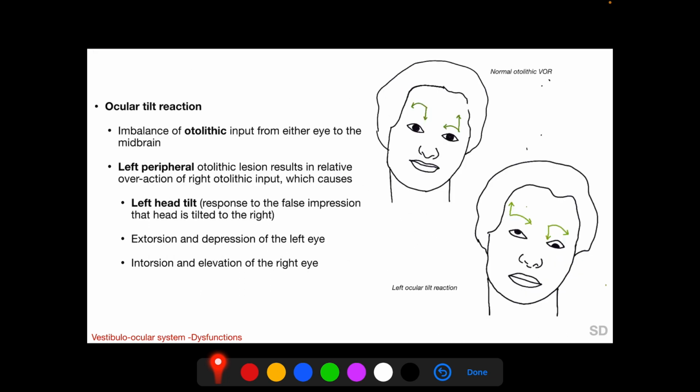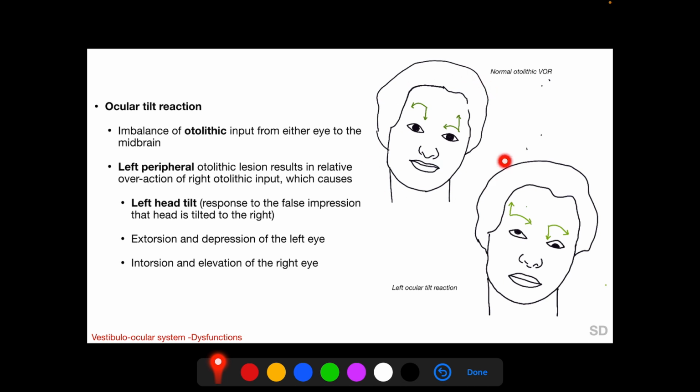Another manifestation of a dysfunction of the vestibulo-ocular system is ocular tilt reaction, and it results from an imbalance of otolithic input from either eye to the midbrain. So if there is a peripheral otolithic lesion in the left side, there is a left head tilt. This is said to be due to a response to the false impression that the head is tilted to the right because of the relative overaction of the right otolithic input. In addition, there is extorsion and depression of the left eye and intorsion and elevation of the right eye.